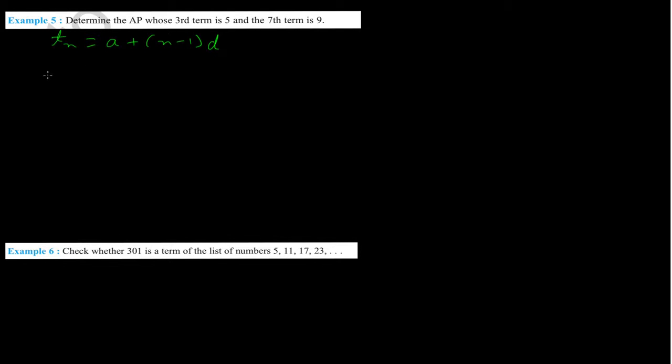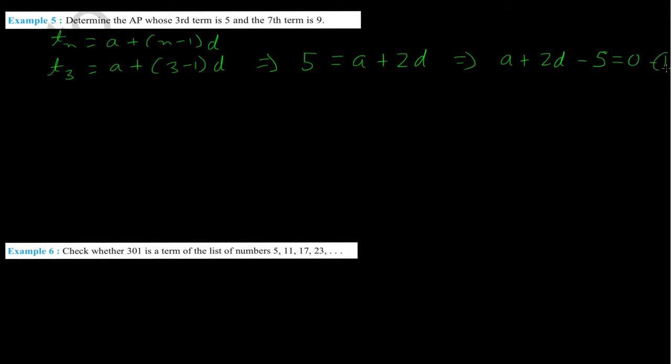So what do we have? The third term will be equal to a plus 3 minus 1 times d. The third term is 5. Therefore 5 is equal to a plus 2d. Or we have our first equation as a plus 2d minus 5 is equal to 0. So this is our first equation.